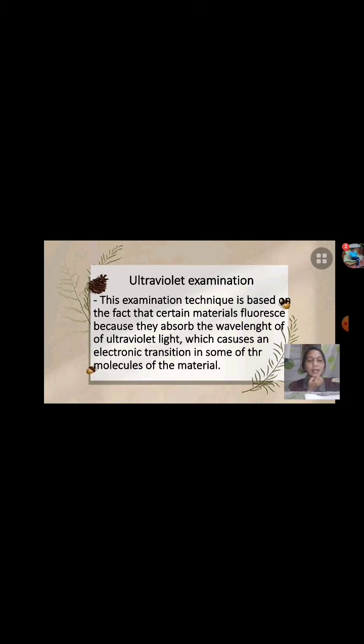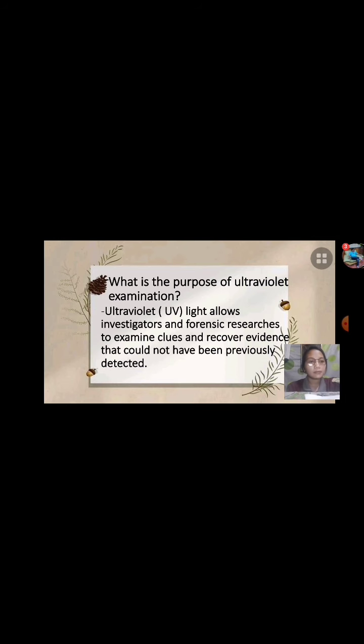Next is what is ultraviolet examination? So this examination technique is based on the fact that certain materials fluoresce because they absorb the wavelength of ultraviolet light, which causes an electronic transition in some of the molecules of the material. What is the purpose of ultraviolet examination?